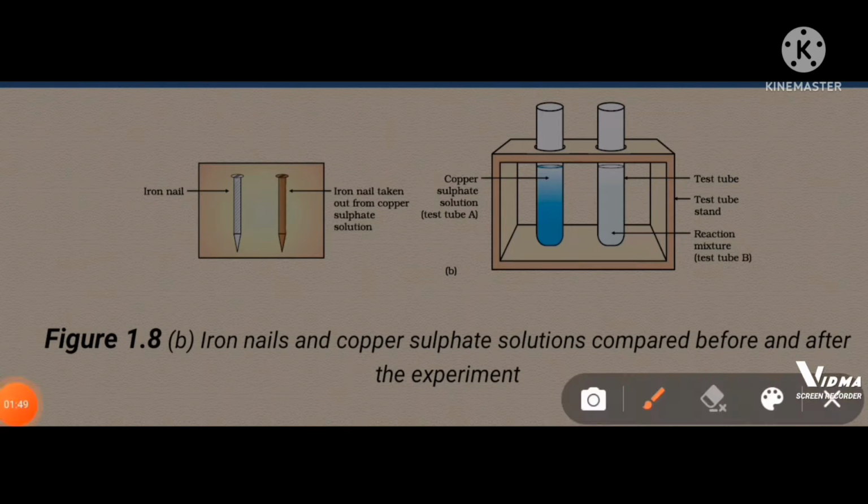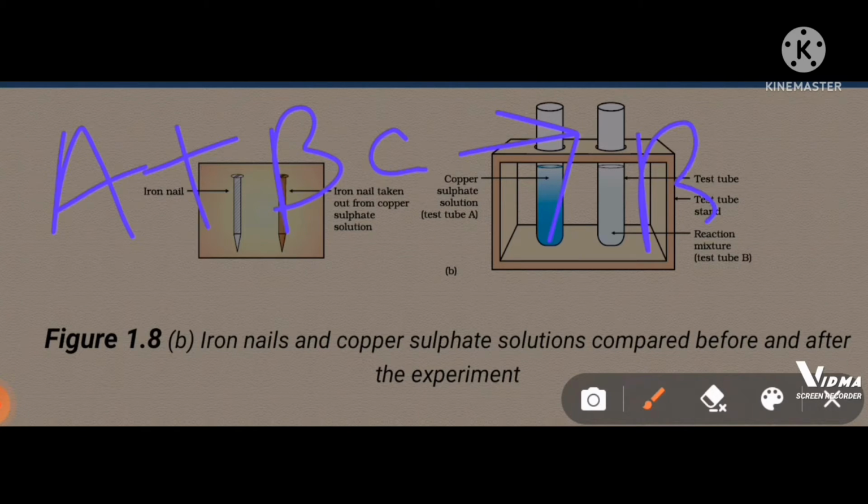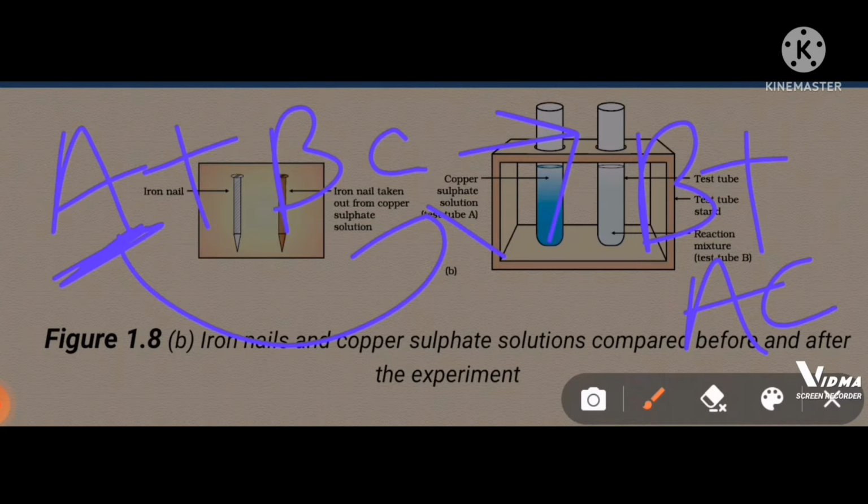See this experiment. First see displacement reaction. This is the structure of displacement reaction: A plus BC forms B plus AC. Here A is a more reactive metal than B. That's why A takes the place of B. Here we will discuss iron reacting with copper sulfate solution.